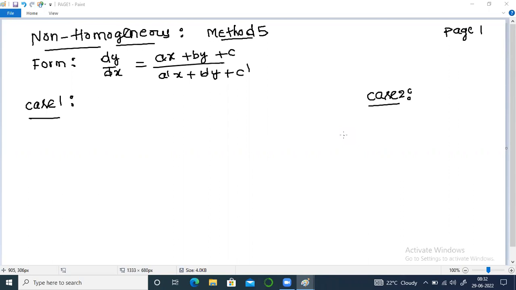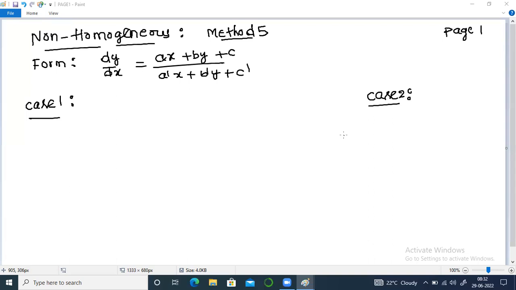So far we have seen four methods. In the beginning, we saw firstly the variable separable method, second the Leibniz form, third the Bernoulli's form, and fourth the homogeneous equation form. Now in this session we are going to see method 5, called the non-homogeneous differential equations form.